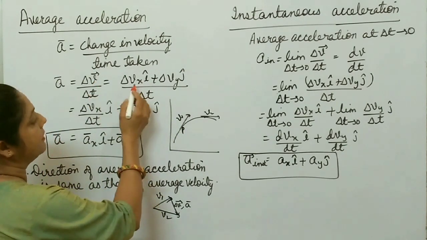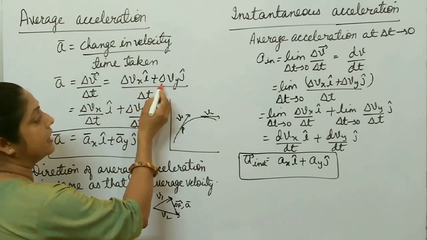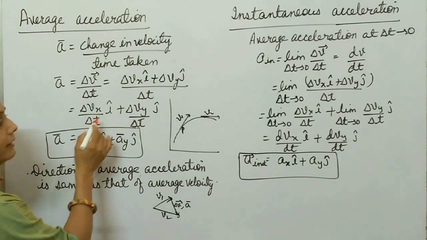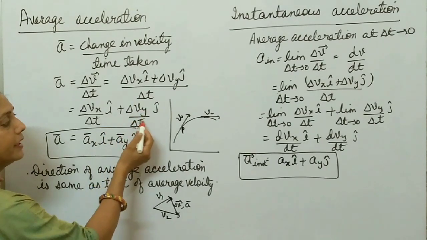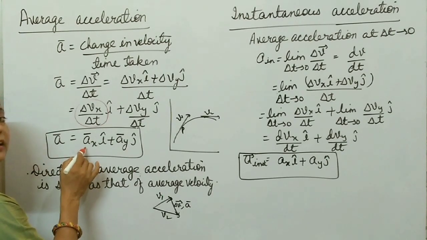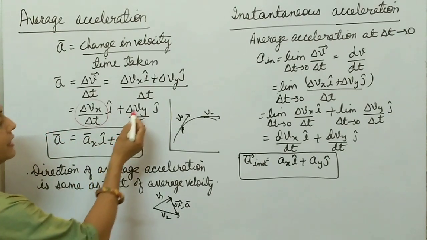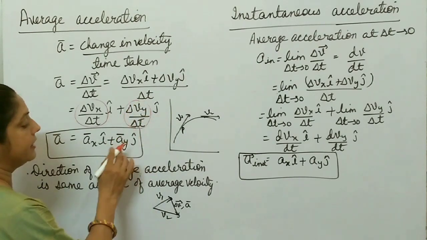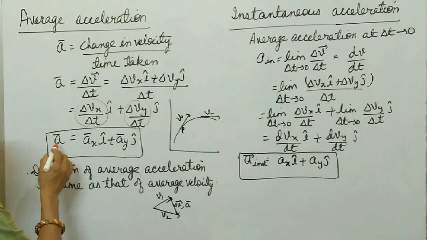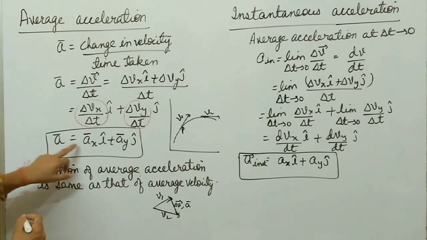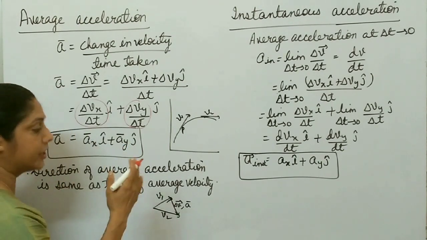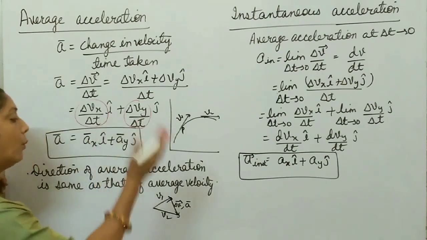So, this delta v becomes delta vx i plus delta vy j. Now, you separate these two components, delta Vx by delta T i plus delta Vy by delta T j. This delta Vx by delta T is what? Average acceleration along x-axis, Ax average i, plus this delta Vy by delta T is average acceleration along y-axis, Ay average j. So, average acceleration is A average equal to Ax i plus Ay j. Average acceleration along x direction plus average acceleration along y direction.